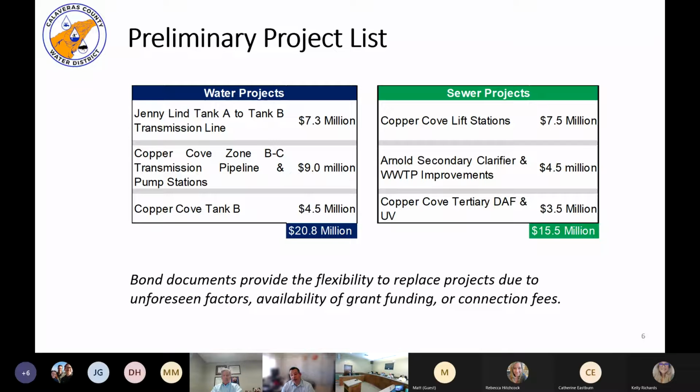I think it's important, there's a note down below that the bond documents will provide the flexibility to replace projects due to any unforeseen factors, availability of grant funding, increased connection fees, or delays in connection fees. I know that's something that staff and you will come up with. You have that flexibility to change these projects. If for some reason priorities change, or something unexpected happens, like a failure of one of these facilities, the bond proceeds give you additional flexibility and capacity. And I think that's what's critical. This is an illustrative list. Any questions regarding that list of projects?